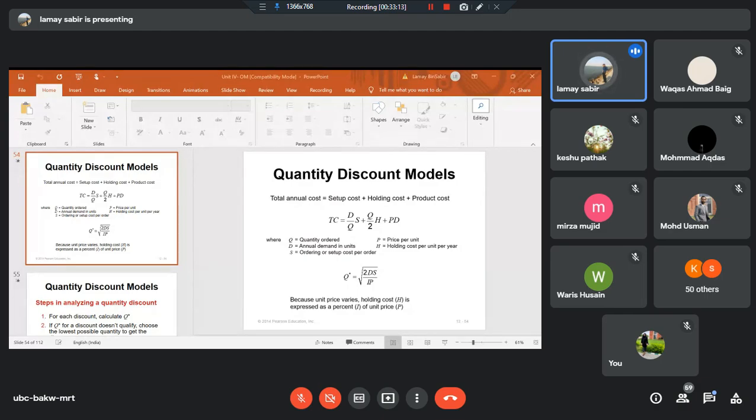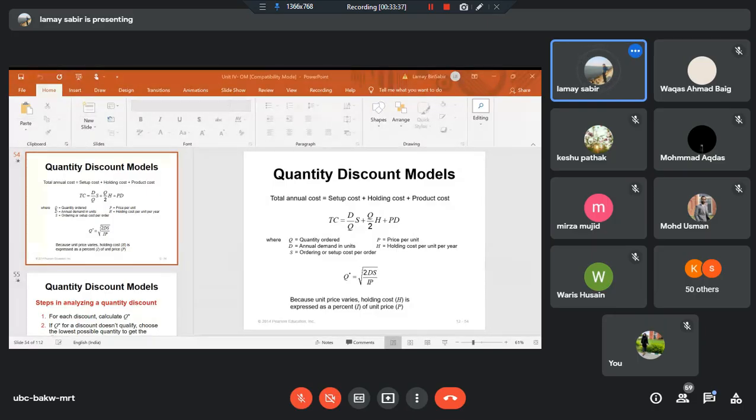Earlier, when we studied the basic EOQ model, the holding cost was given directly. Sometimes holding cost is not given to you directly, but rather as a percentage of the price, and the per unit price is given to you. If this is the condition, the formula of EOQ will become square root of 2DS divided by I into P.